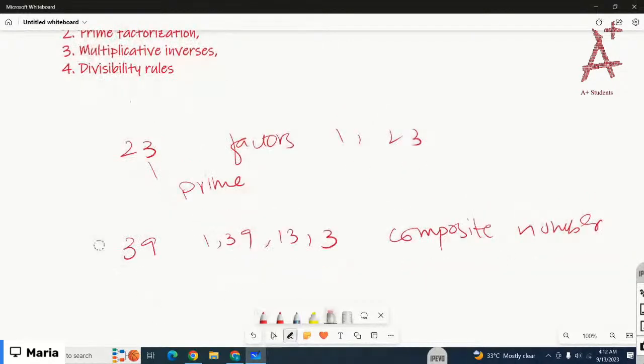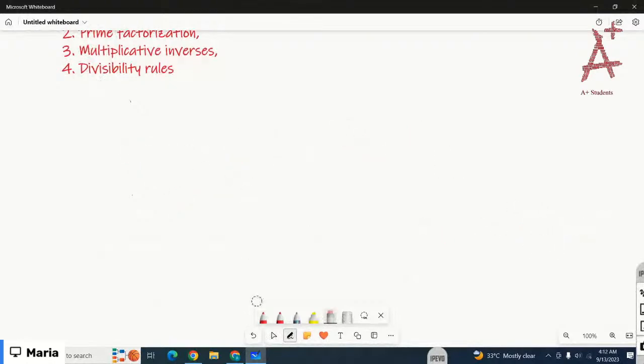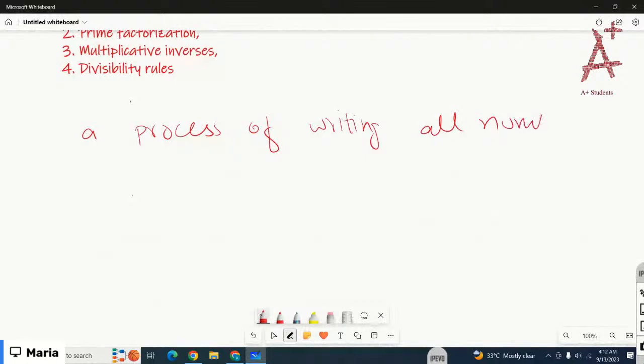Okay, then we are going to learn what prime factorization is, right? What is the prime factorization of a number and how do you prime factorize? Prime factorization means you have to factor a number, but all the factors would be prime numbers. That is the definition: a process of writing all numbers as a product of primes.